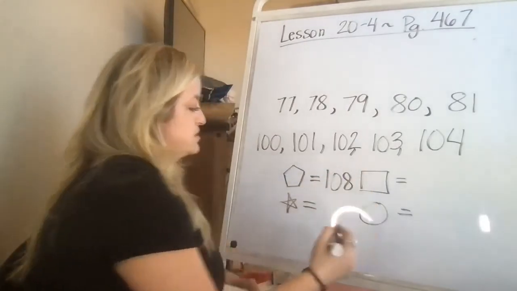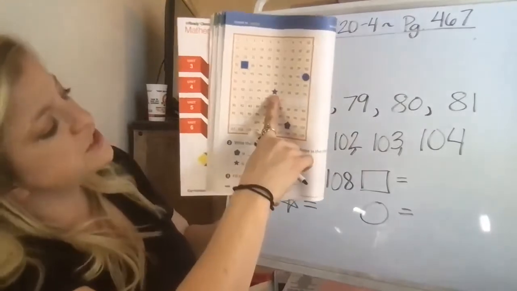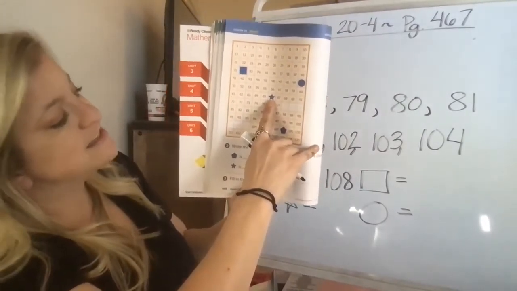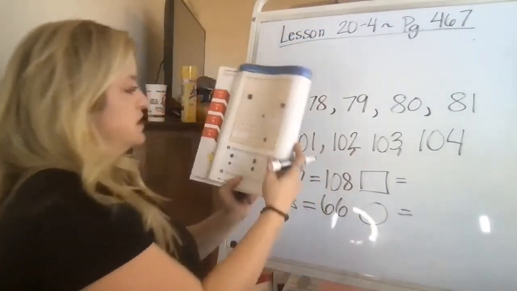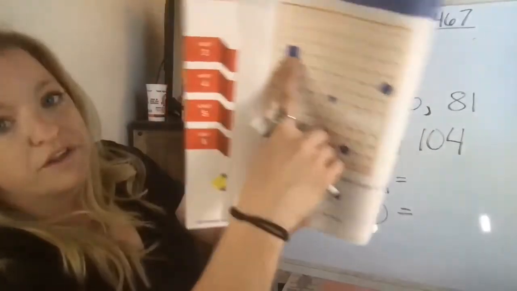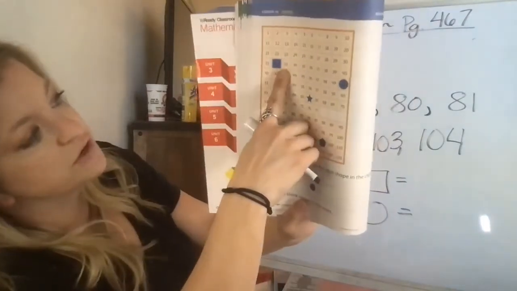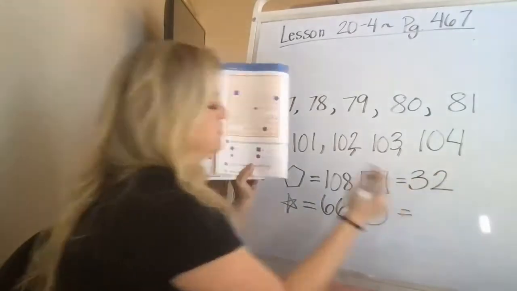It would be 108. Now we're going to do the same thing. We're going to find the star. There's the star. It's 1 more than 65. It's 1 less than 67. So the star would be 66. The square is 1 more than 31, 1 less than 33. So the square is 32.